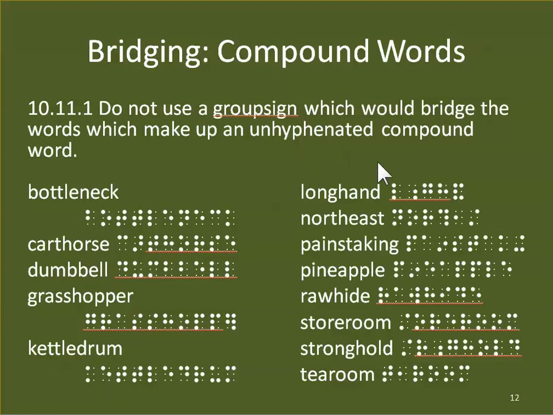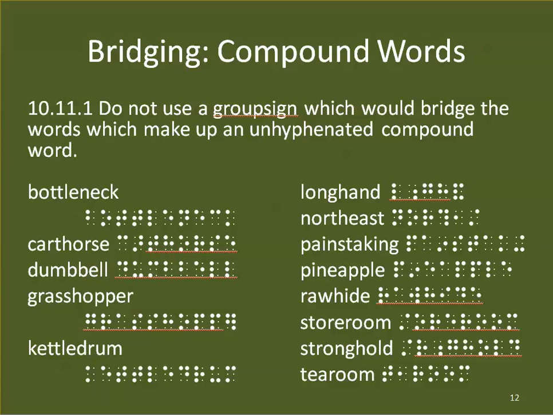And let's talk about bridging then. We're not going to use a group sign which would bridge the words which make up an unhyphenated compound word. I just mentioned that. So in bottleneck, we're not going to use EN between bottle and neck. Cart horse, we're not going to use TH. Dumbbell, we're not going to use the double B. Grasshopper, not using SH. Kettle drum, not using ED. Longhand, not using GH. Northeast, not using THE for that.